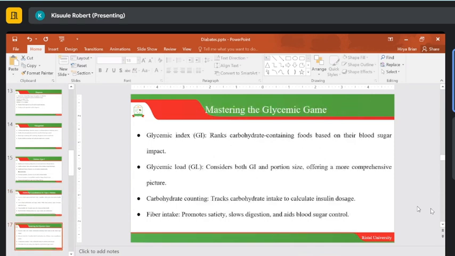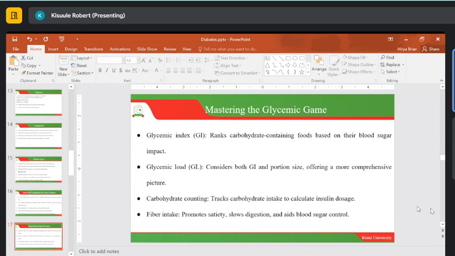Then mastering the glycemic game. This is where we talk of the glycemic index. And I told you the glycemic index is the rate at which the food is releasing the calories. So rank carbohydrate-containing foods based on their blood sugar impact. This is where the calorie counting comes in. For the glycemic load, here we are saying consider glycemic index and portion sizes, offering a more comprehensive picture. Carbohydrate counting: track carbohydrate intake to calculate the insulin dosage. For how much carbohydrate intake, how much insulin will be required at the end of the day.